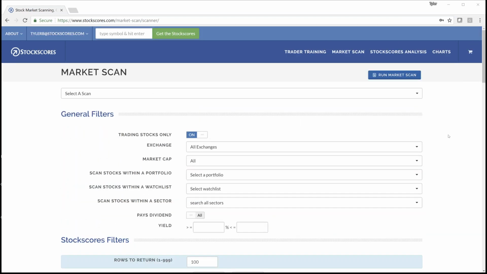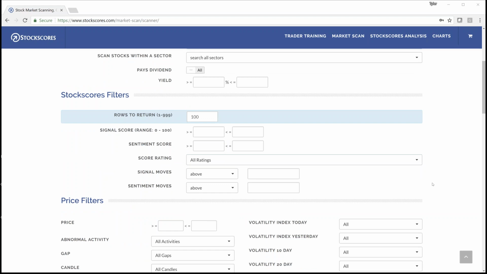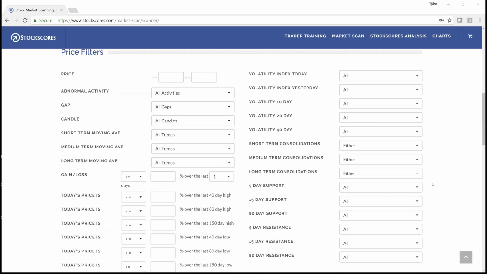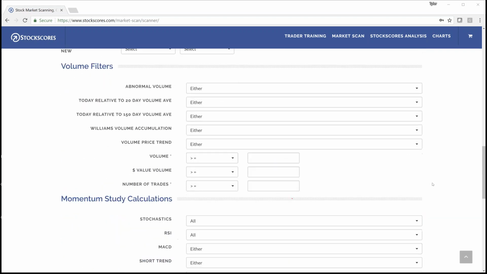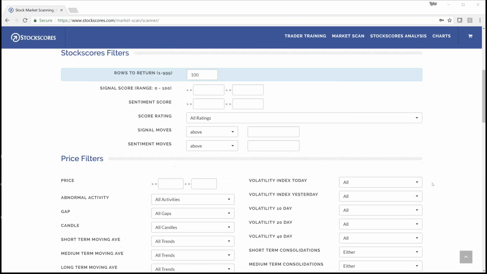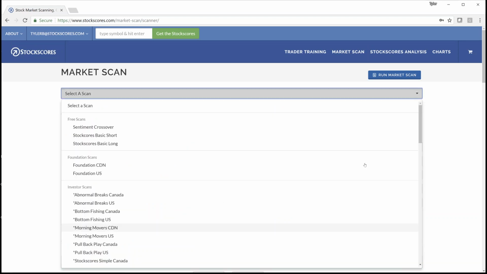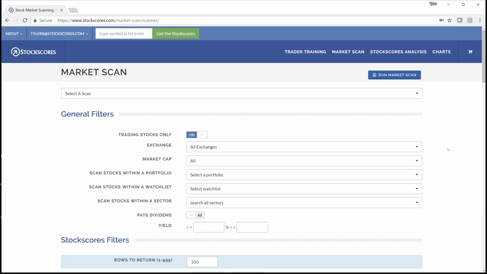That's what we're on now. And we have different categories of filters. We have the general filters. We have the filters relating to the stock scores indicators, and then price, volume, and momentum filters. And although most of the time, most of my students will use preset scans, those are the ones I've saved for you, it is possible to build your own scan.